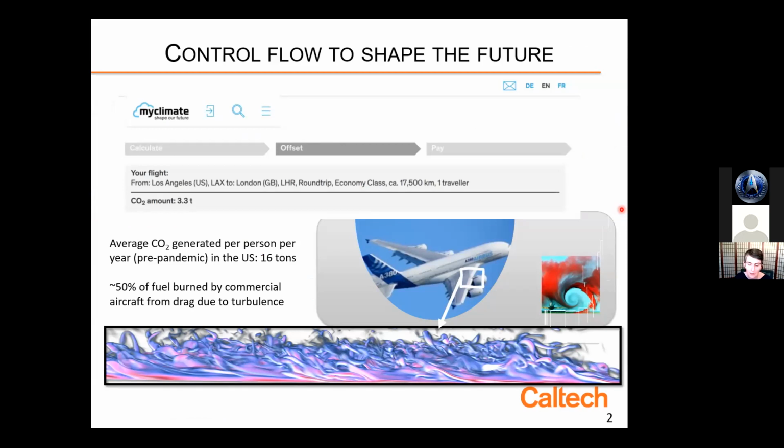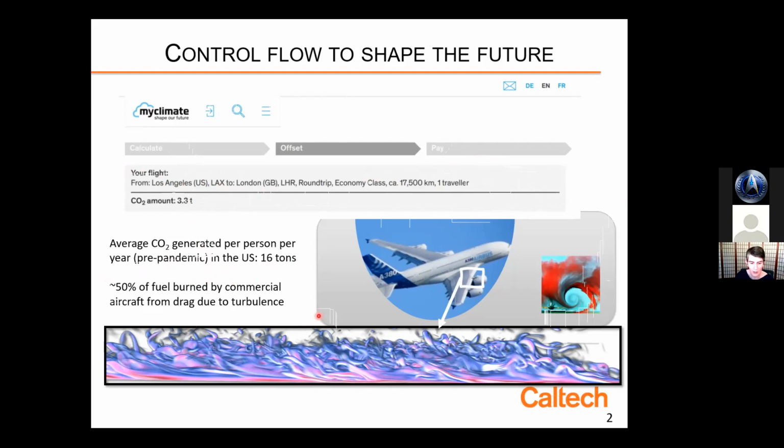But another student in the group put together this little box at the top here from a My Climate website when we went to a meeting, you know, in the before times, in the UK, the Turbulence and Shear Flow Phenomena Symposium. And so that particular trip, LA to London, contributed 3.3 tons per person of carbon dioxide. Pre-pandemic, the average was something like 16 tons per person, and just above half that actually in Europe.